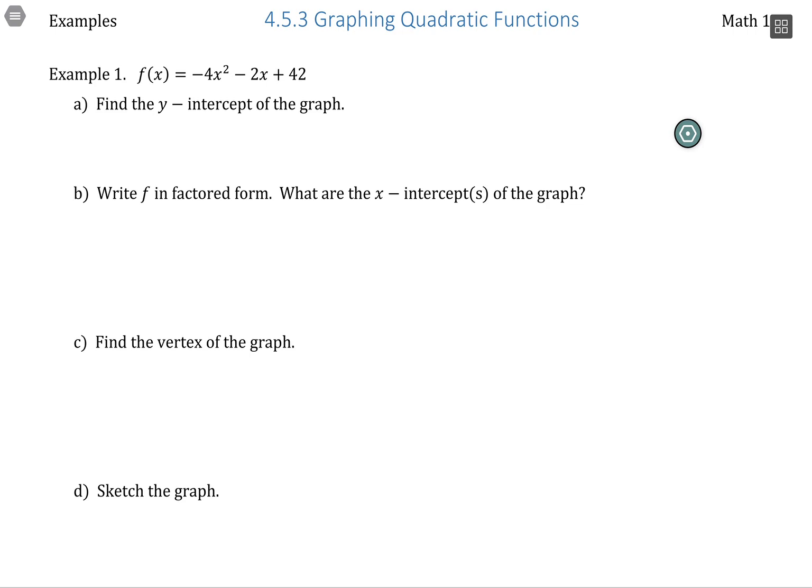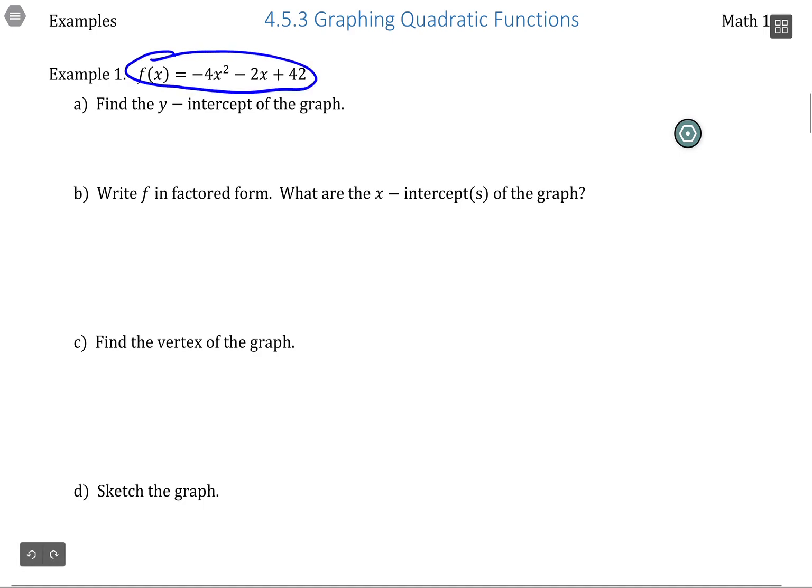Hi everyone, we're going to look in this example at an equation that starts off in standard form. So we've got this f of x equals negative 4x squared minus 2x plus 42. And we're first asked to find the y-intercept, and I would just reiterate that this is the form that it's most convenient to find the y-intercept from.